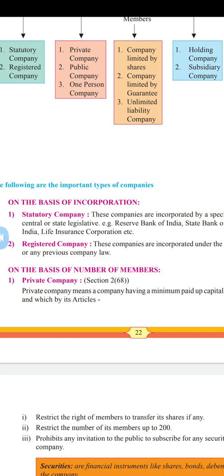Then, second is registered company. These are companies which are registered under the Companies Act 2013 or under any previous law. The owners of the company are the members of the company. That means the members, the shareholders, are the owners of the company and also the members of the company. That is called a registered company. These two types are on the basis of incorporation. Incorporation means registration. First is statutory company, second is registered company.